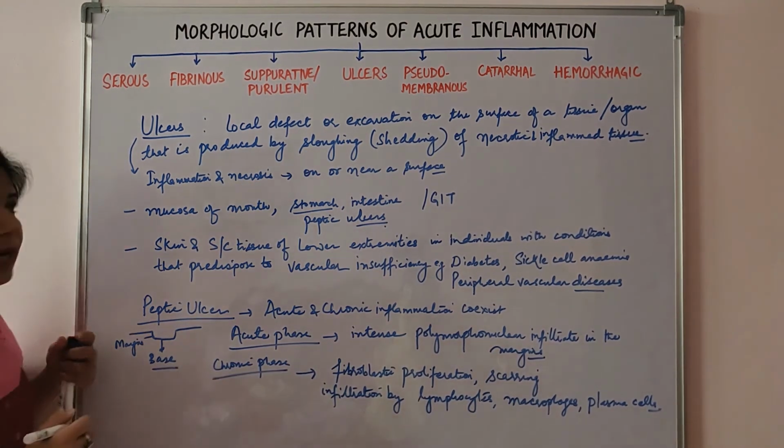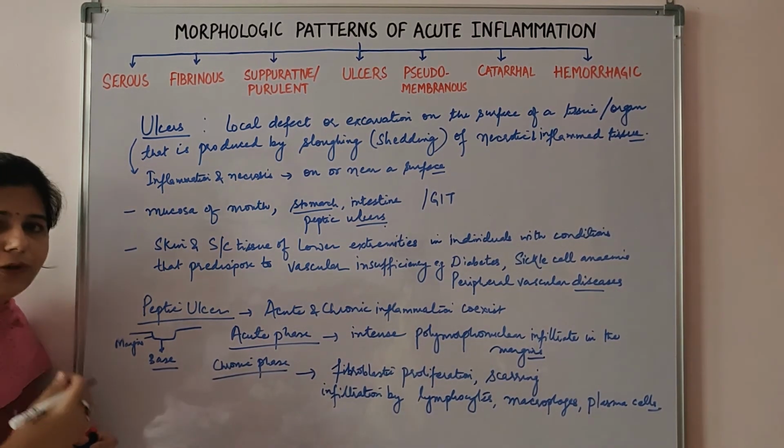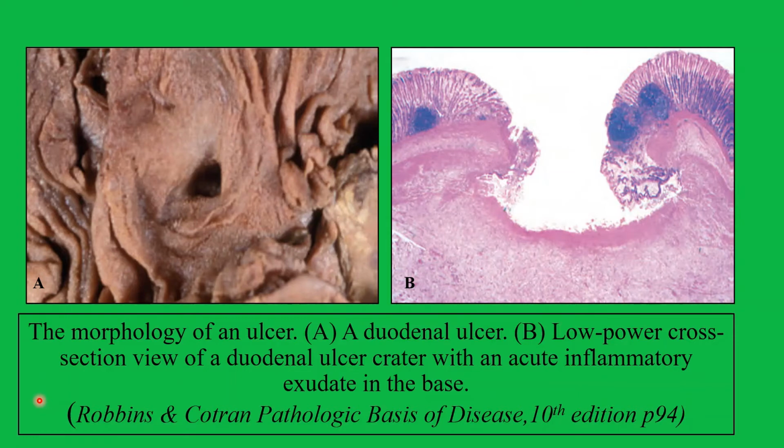So let's have a look at the morphology of peptic ulcer. The morphology of an ulcer. Image A shows the gross appearance of duodenal ulcer. Image B is the low power cross-section view of a duodenal ulcer crater. So this is the base and these are the margins. So it shows acute inflammatory exudate in the base.